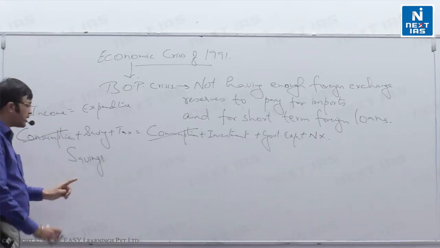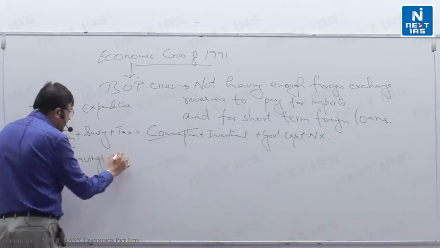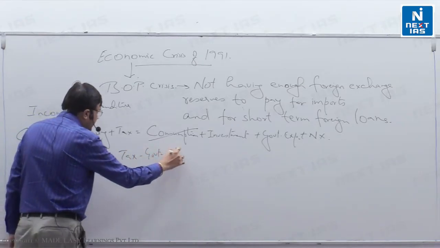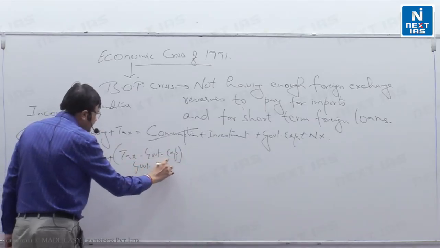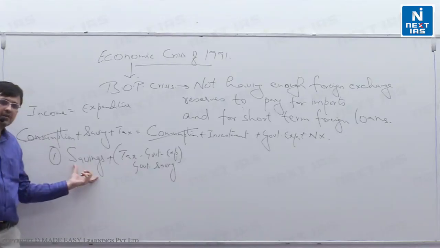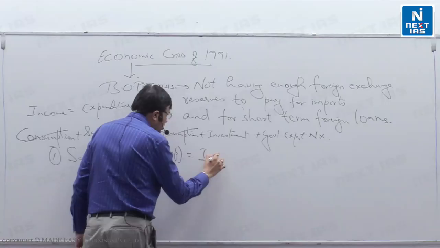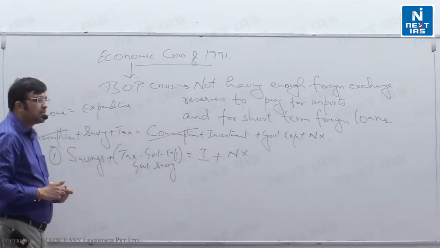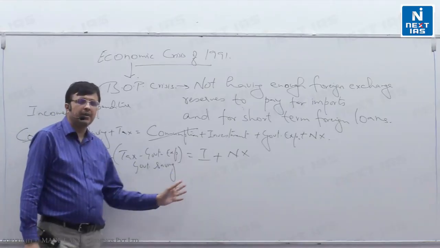So saving, now there are two ways to express it. One way is I can write saving plus tax minus government expenditure, which I can mention as government saving, right? So private saving and government saving equal to investment plus net exports. Now this is what is called the saving investment gap of an economy.